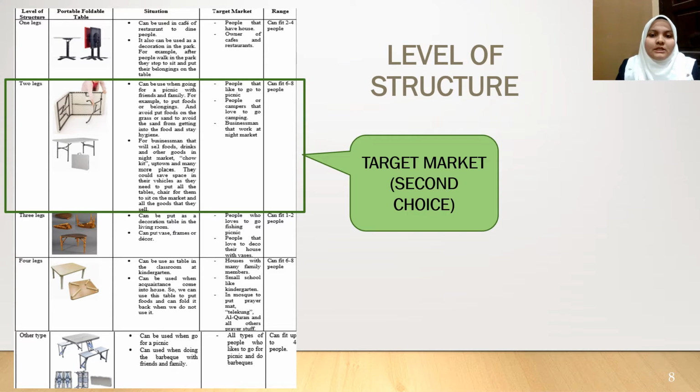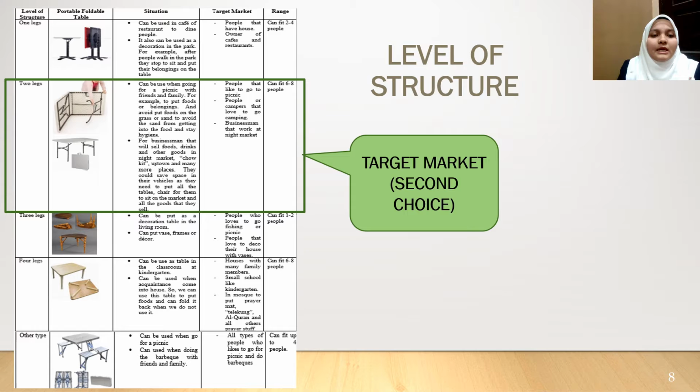This is the level of structure. The level of structure is divided into 5 types. The first one is the one leg level of structure, which is the portable table institution that can be used in a cafe or restaurant. The target market is people that have a house, owners of cafes and restaurants, and it can fit 2 to 4 people.